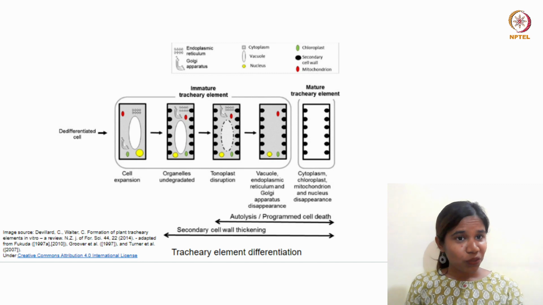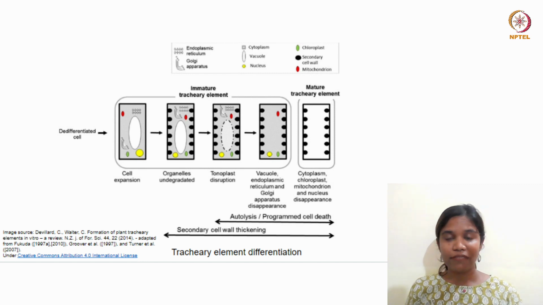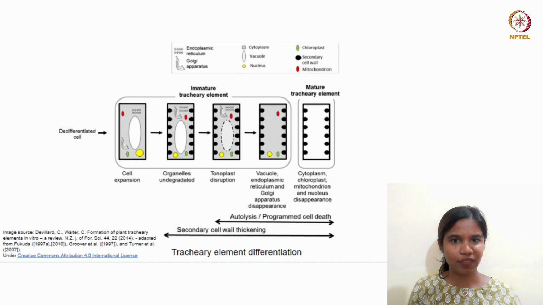So now, as I told you, these vessels do not have any cell organelles. They are dead cells. But was that always the case? Were they differentiated like that? No. When these vessels are formed in a plant, they're formed from vascular cambium, which are meristematic cells.